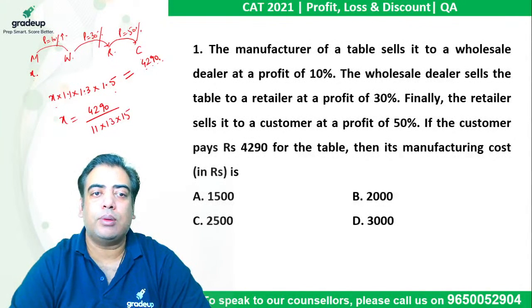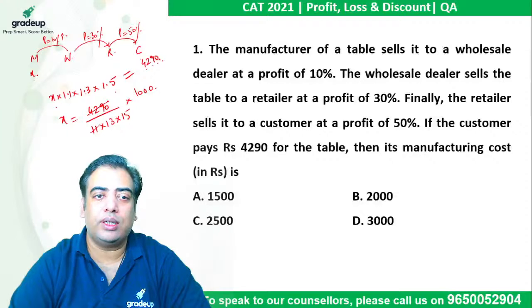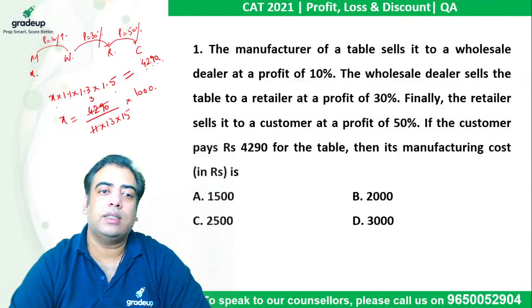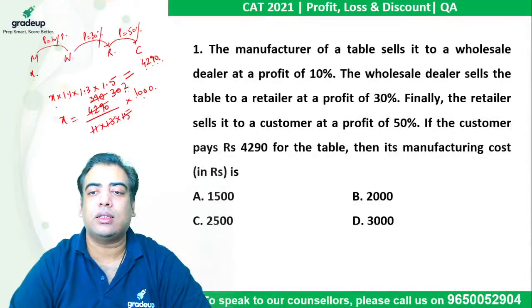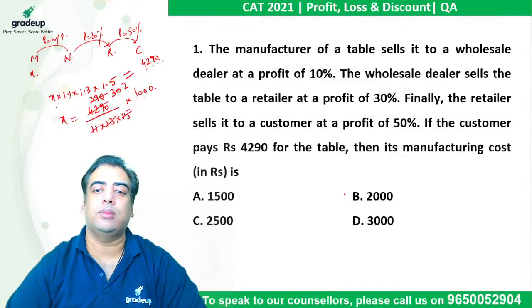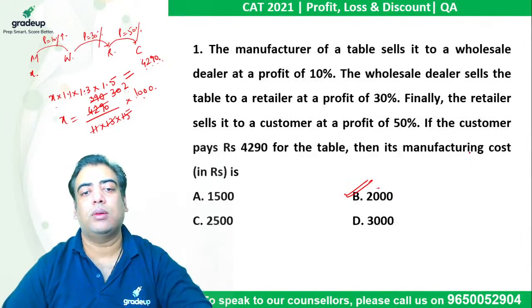So these three decimal places will give me 1000 in the numerator. So let's cancel out by 11 first. 11 times 3 is 33, right? So leftover is 99. 11 times 9 is 99. So leftover is 390. So now 13 3s are 39. So it is 30. 15 2s are 30. So the value of X comes out to be 2000, which is nothing but the manufacturing cost of the table. So answer comes out to be B.